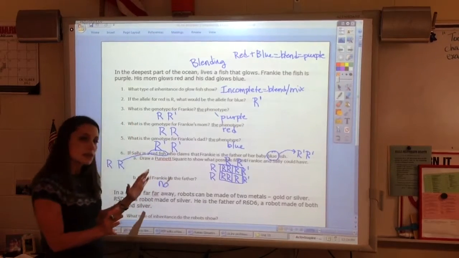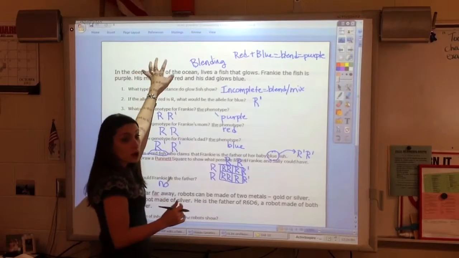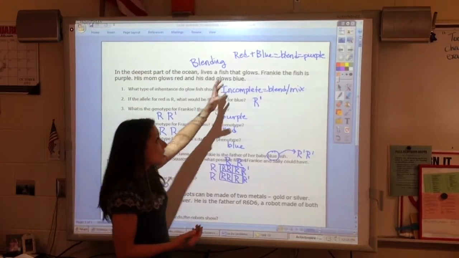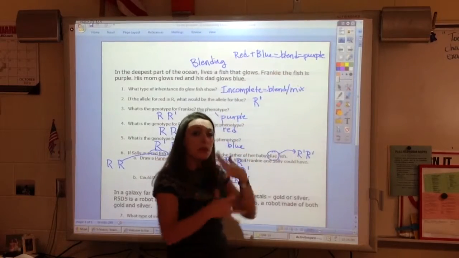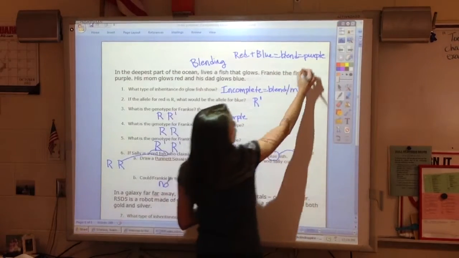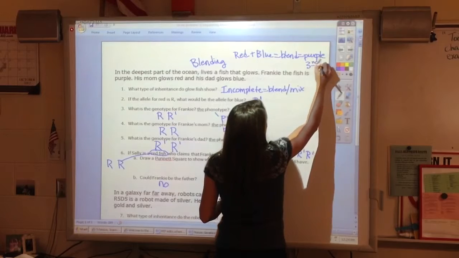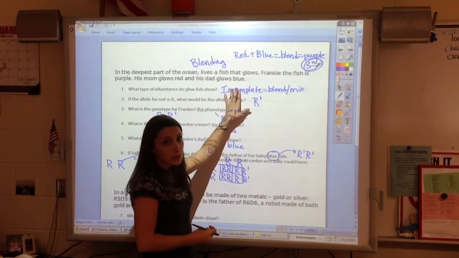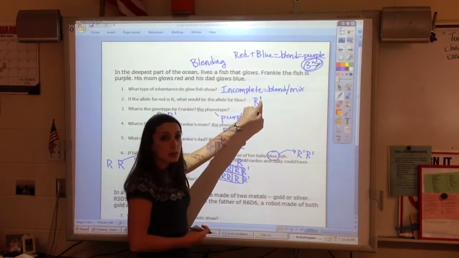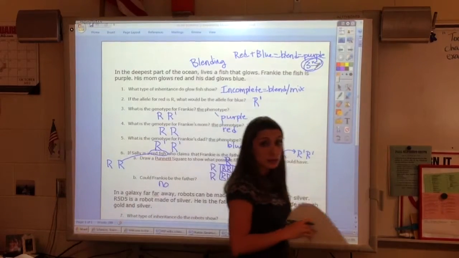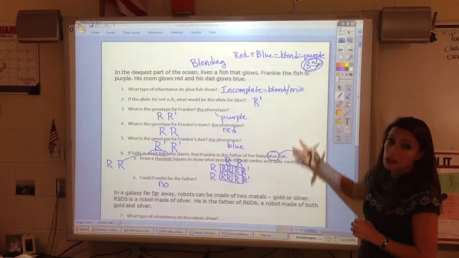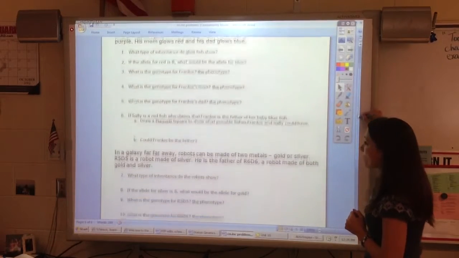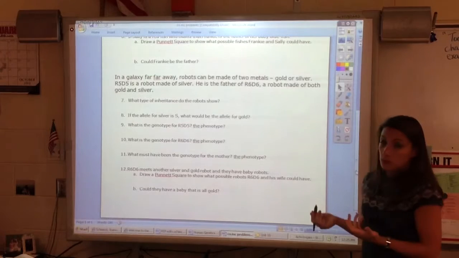So here's what we have to keep in mind. We have to read the problem carefully. We have to look for the clues. Anytime we see blending or mixing with this third phenotype, we know it's incomplete. And we assign the incomplete letters on the alleles. So that's incomplete dominance. If we go through now, we can look at another example.